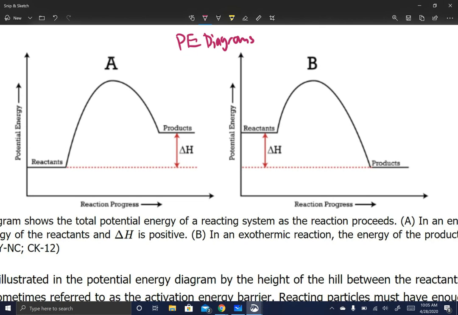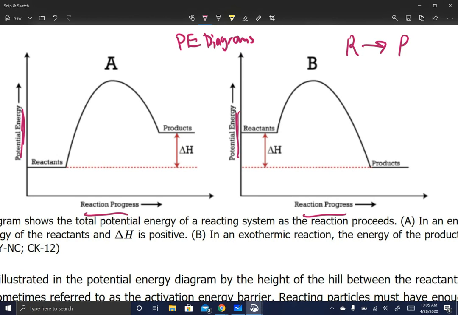Always with these diagrams, you have potential energy on the Y, and you have either time or reaction progress on the X. And then they all kind of look like these little hills or little mountains. The reactants always start on the left side, and the products are always on the right side. Just like if you were to write a reaction, reactant yields product. So reactants come first, something happens, then there's a product, right?